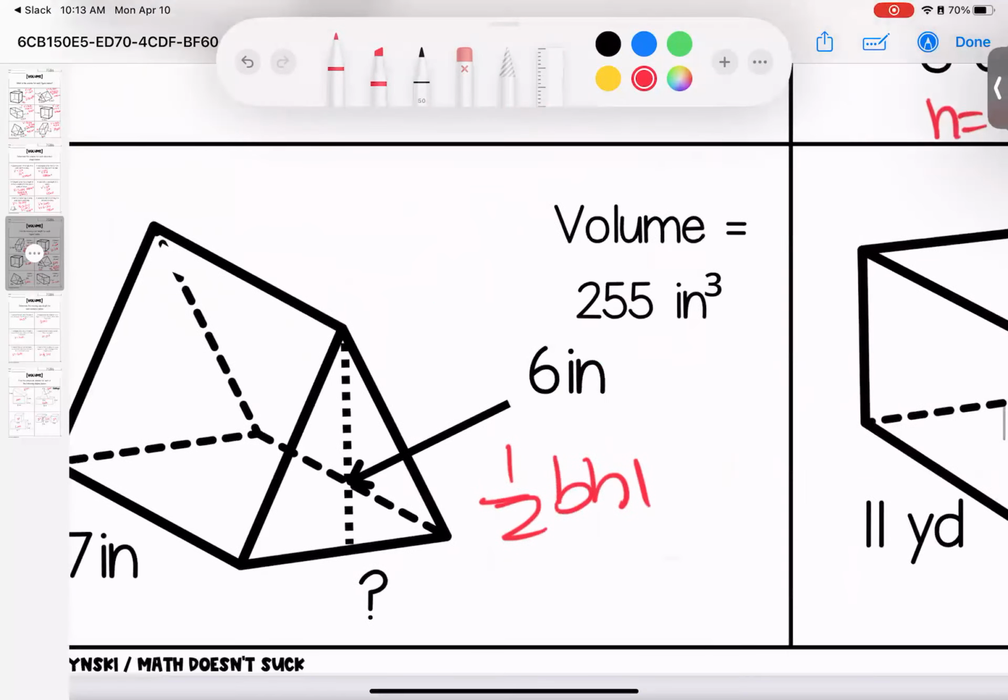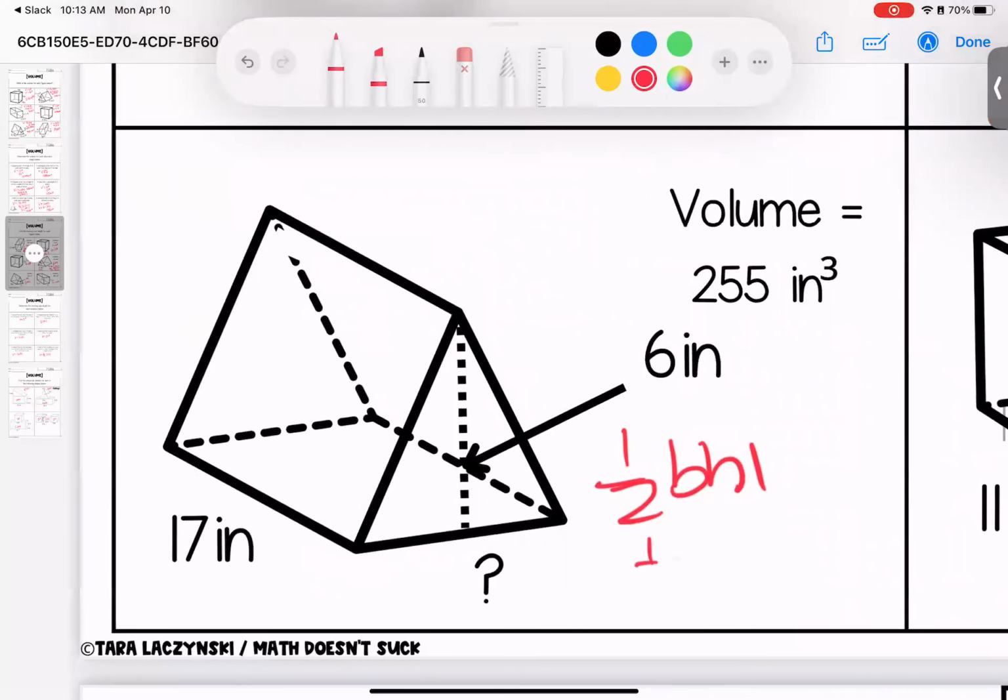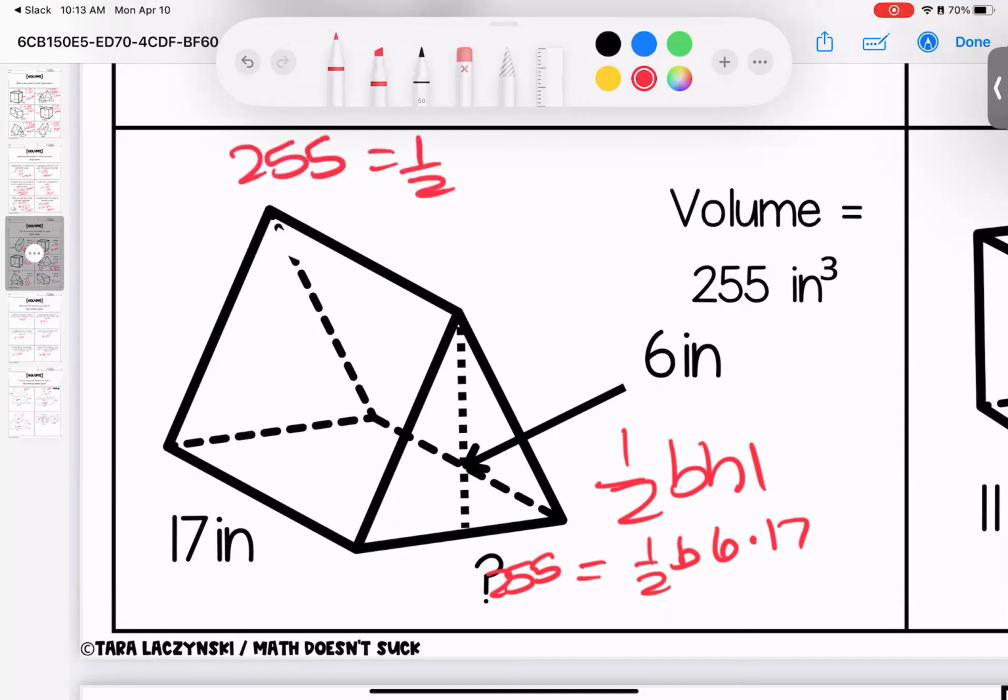Over here, 1/2 of a base, which is missing, times a height, which is 6, and a length, which is 17. All of this is going to equal 255 in total. So I'm going to start off with 6 times 17, which gives me 102. So I have 255 equals 1/2 of 102 times the base.